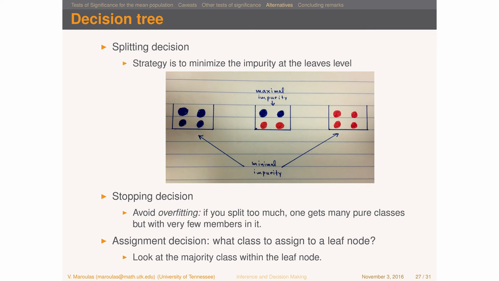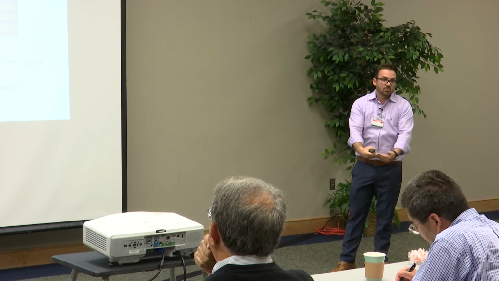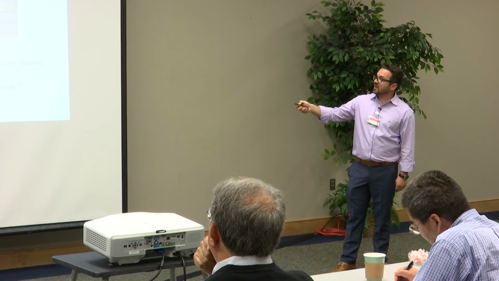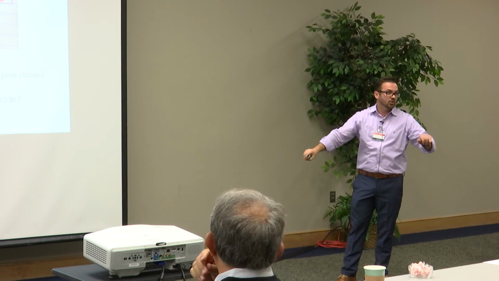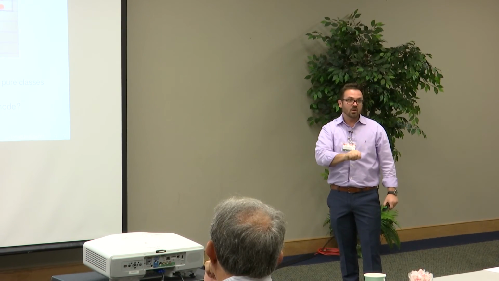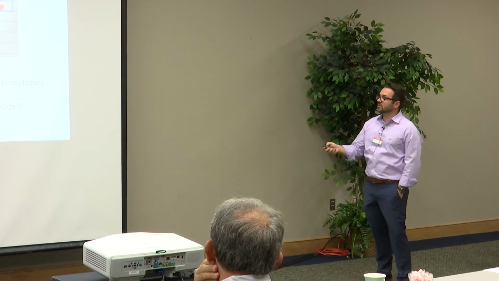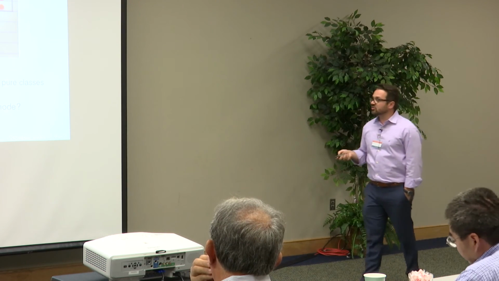The next criterion is when you stop. As you can imagine, here, which is maximal impurity, I can ask one more question and then everything will be split perfectly: two red, two blue. But that might not be a good idea, because if you have classes with very few members in them, then you overfit your data. You fit your data in such perfect distinction that when I give you one more, it may not fit in any of these. That is too much tailoring to the data, so we should avoid overfitting.